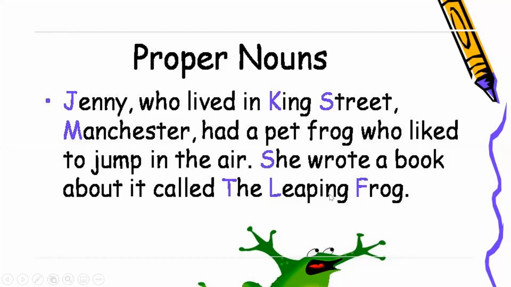Called The Leaping Frog. So the name of the book, the title of the book, if you see, all the letters in the name of the book begin with a capital letter. Sometimes, although if I have Wings of Fire, suppose, as the name of a book, so W and F, the most prominent words of the book, we will write in capital, and of we can write with a small o. Okay, the most prominent words in the title of the book we can capitalize.